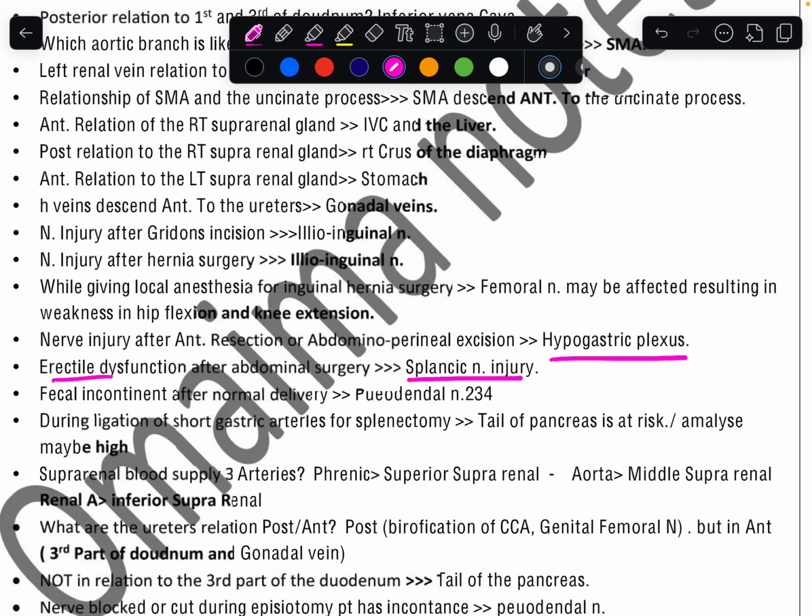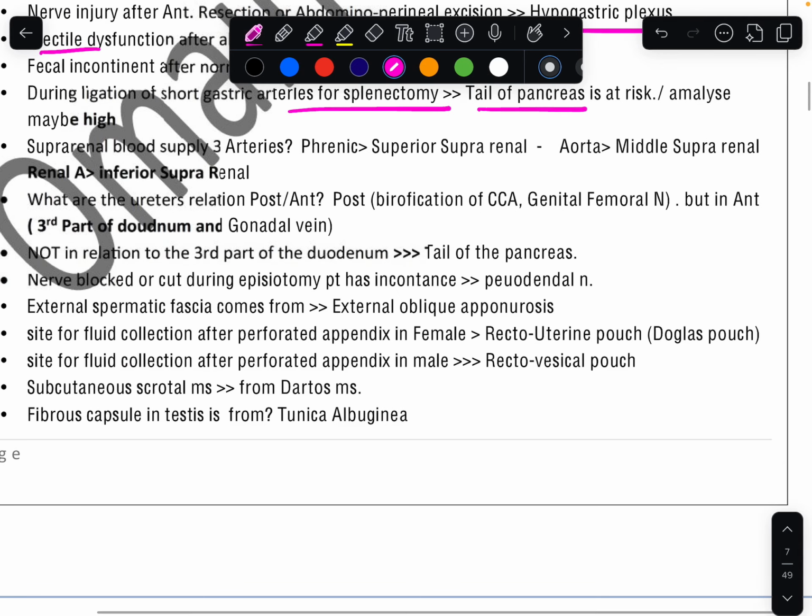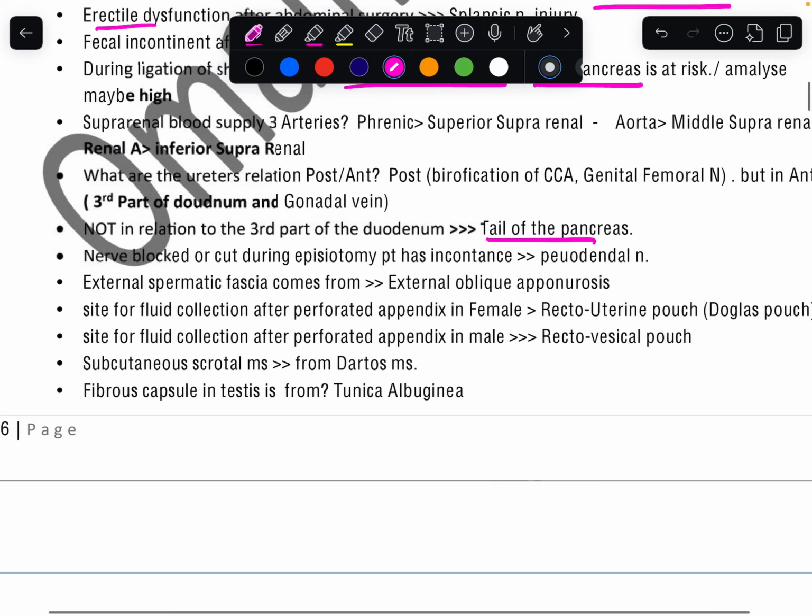Erectile dysfunction is pelvic splanchnic injury. Fecal incontinence, pudendal. During ligation of short gastric arteries for splenectomy, tail of the pancreas may be injured, raising amylase. Suprarenal blood supply, three arteries: inferior phrenic, aorta (middle suprarenal), and renal artery. What are the ureter relations? Anterior third part of the duodenum, gonadal vein. Not in relation: third part of the duodenum, tail of pancreas.